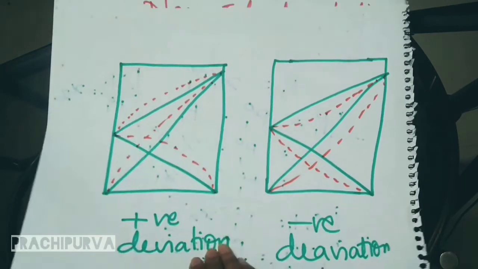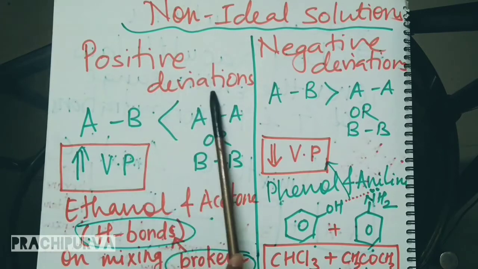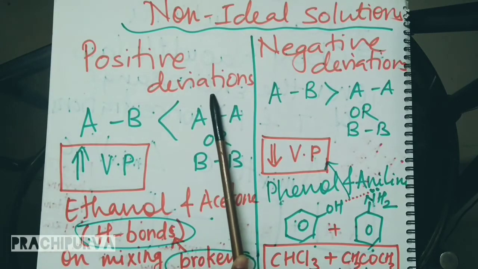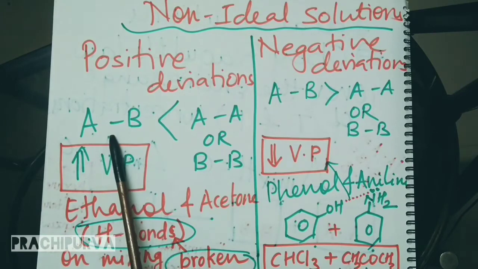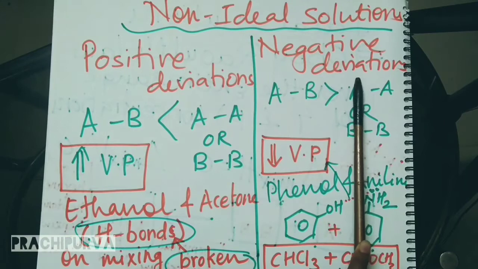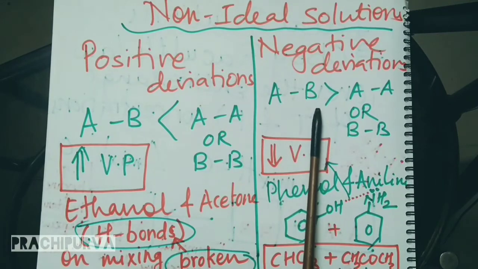I hope we are clear with this, positive and negative, very simple. In case of positive, how to remember? Positive deviation means vapors are more. That's why the graph is above the line. So vapor pressure is more because vapors are more. If vapors are more, it means new interactions are weaker. And negative deviation means vapor pressure is less. Pressure less means vapor less. Vapor less means interactions are stronger. They are not allowing each other to go and form vapors. So this is how we deal with non-ideal solutions.